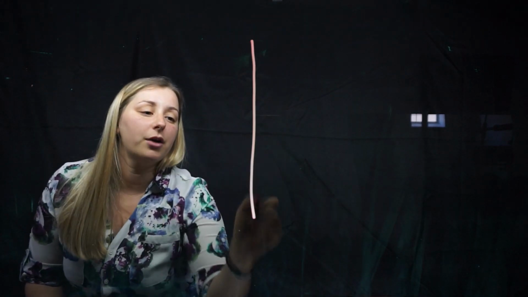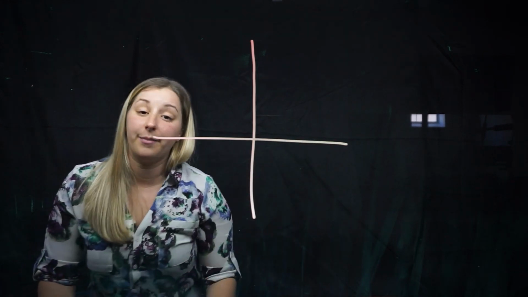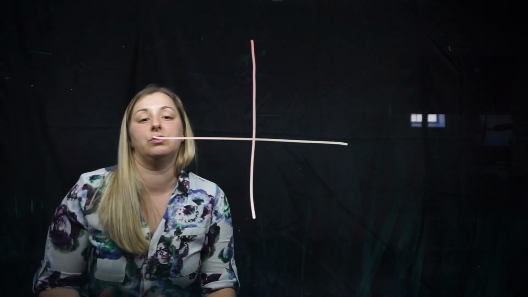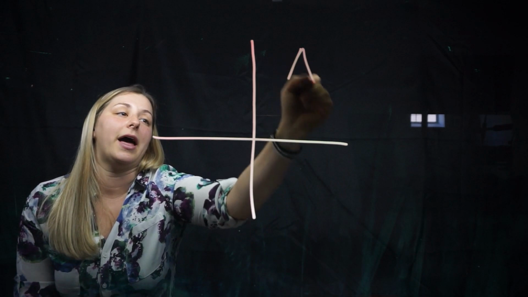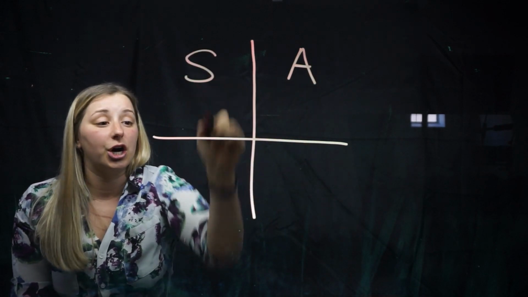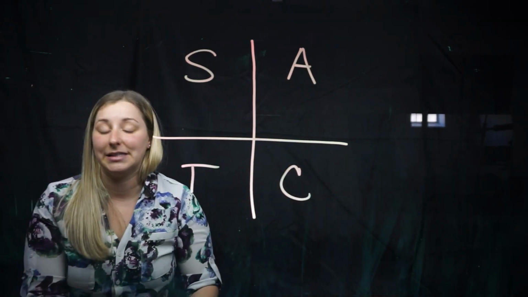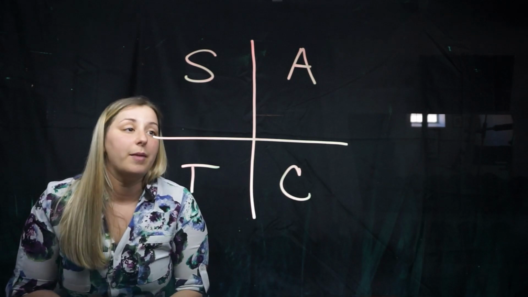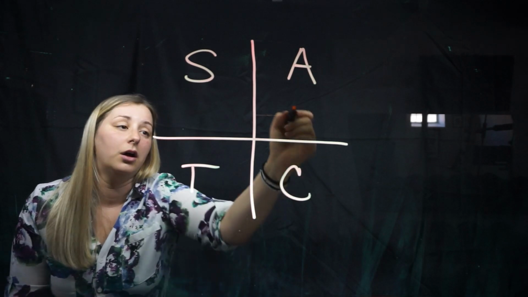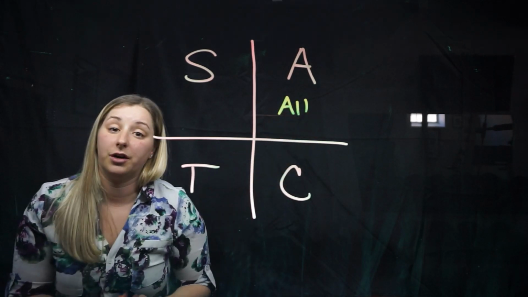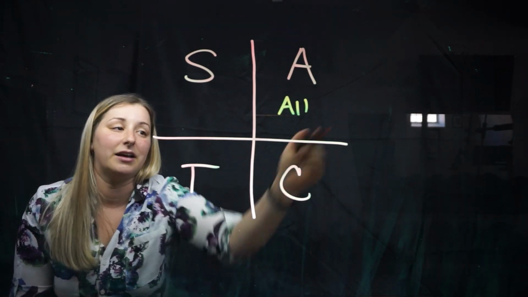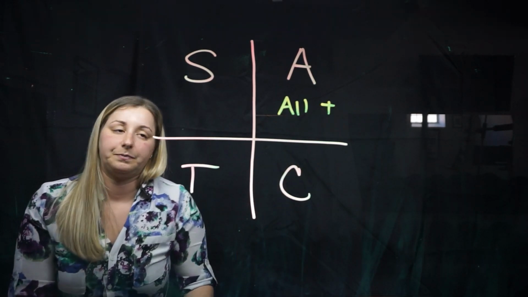So if we remember from the other day, we think about the saying, and the one I like to use is All-Star Trig Class, so ASTC. Now, if you remember, A stands for all. All of your trig functions are going to be positive in that first quadrant.